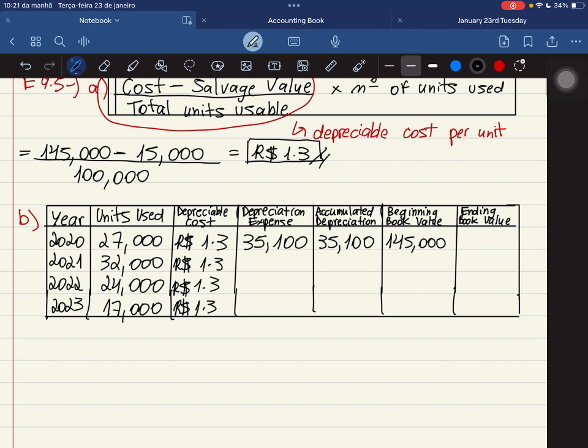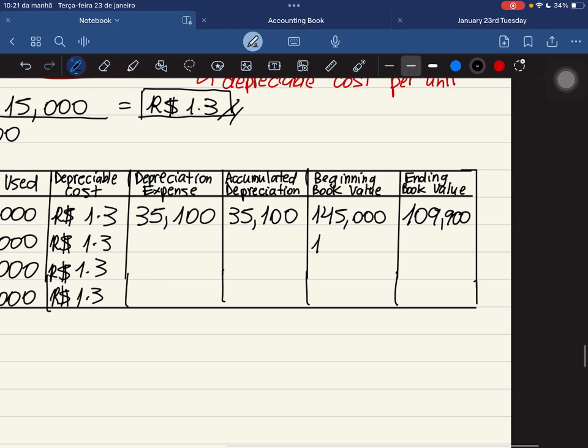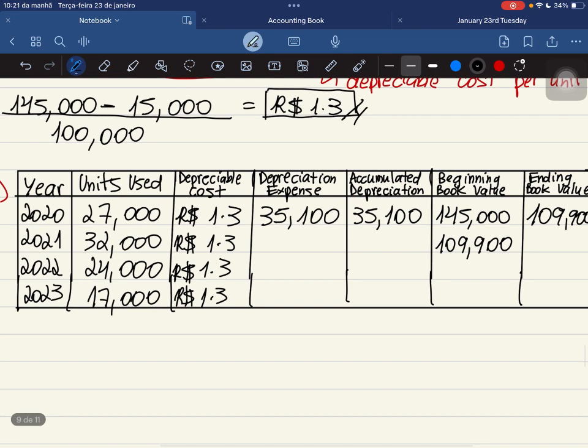Anyways, okay, that is 109,900. Okay. The ending book value of 2020 is the beginning book value of 2021, right? So I recommend you just write this one here right away. Okay, now let's see how much is the depreciation expense of 2021.